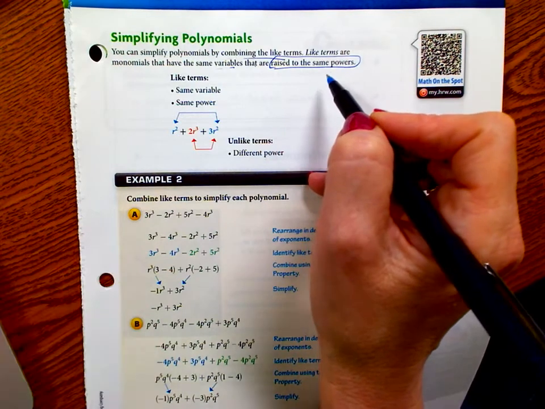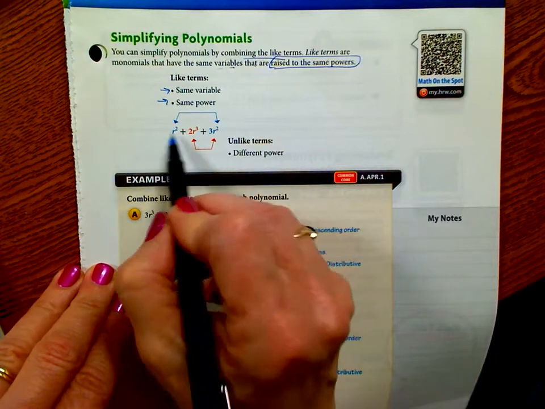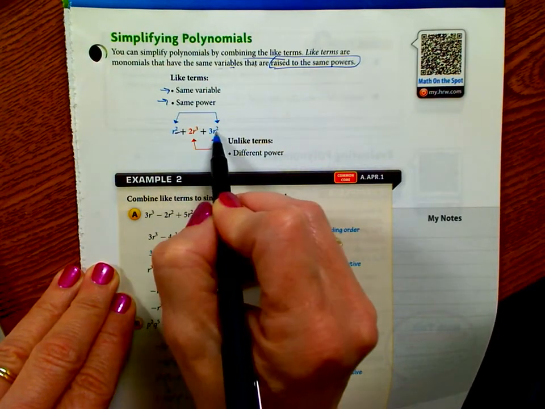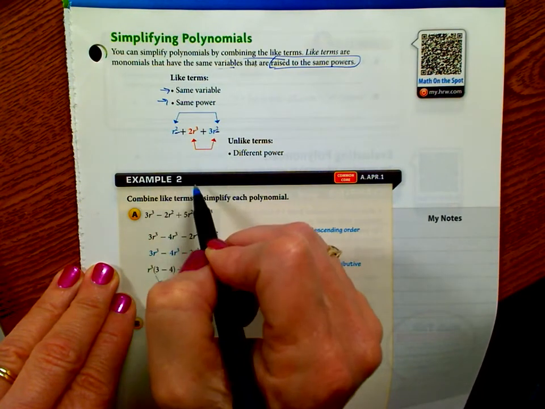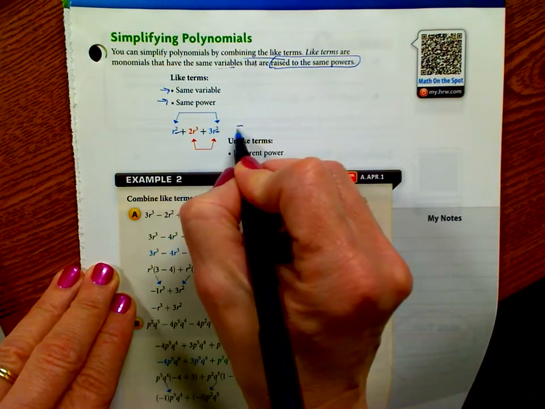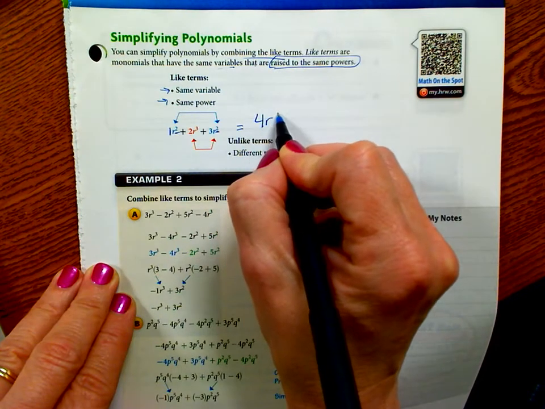So we haven't done this before, so you've got to be careful. Like terms: same variable, same power. When you look here, yes, they all have r as the variable, but those with the same powers will be able to be combined together. Those are like terms. So r squared plus 3r squared, remember there's a 1 in front of this, so that's 4r squared.